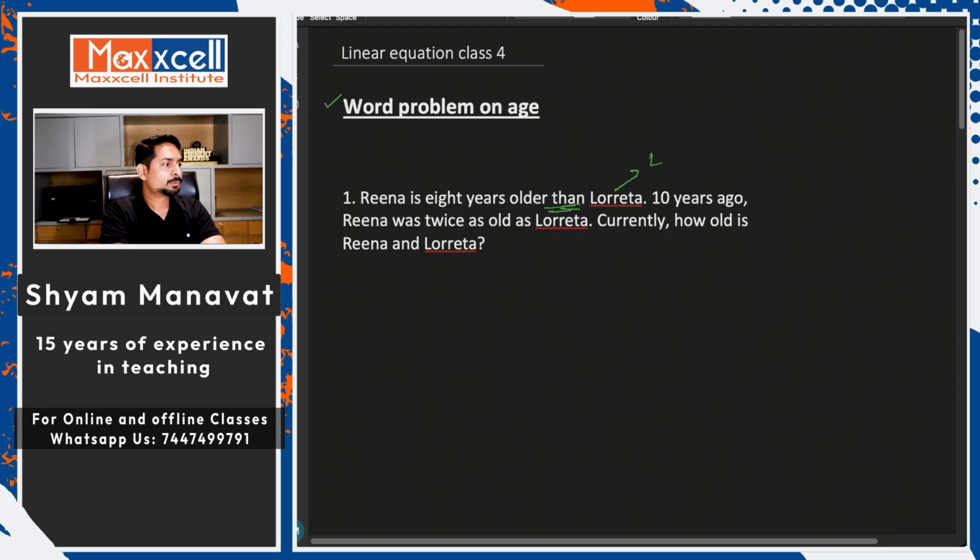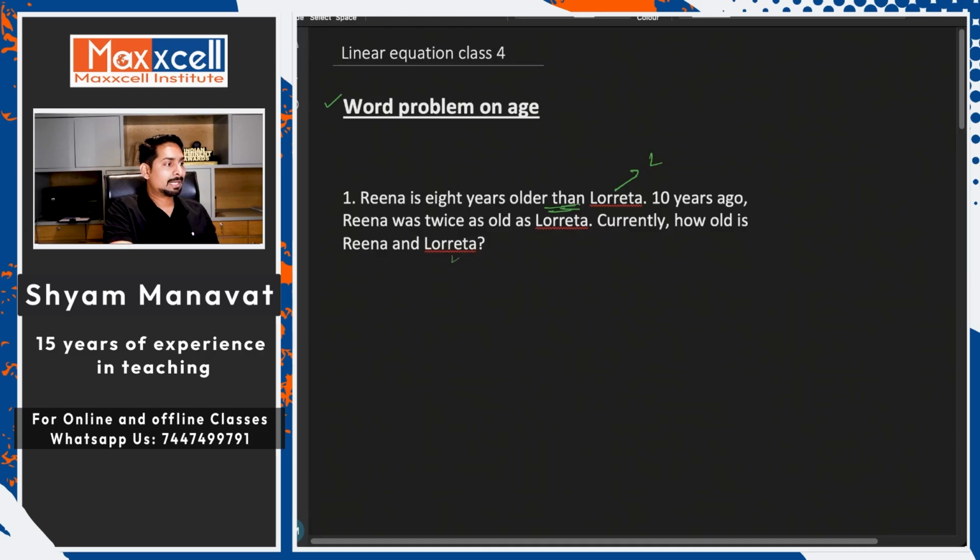Okay. So let's read the entire question once. Reena is 8 years older than Loretta. 10 years ago, you go back in time, 10 years ago, Reena was twice as old as Loretta. When you go 10 years back in time, you have to count for Loretta also 10 years back and for Reena also 10 years back. Currently, how old is Reena and Loretta? That's what we need to find.